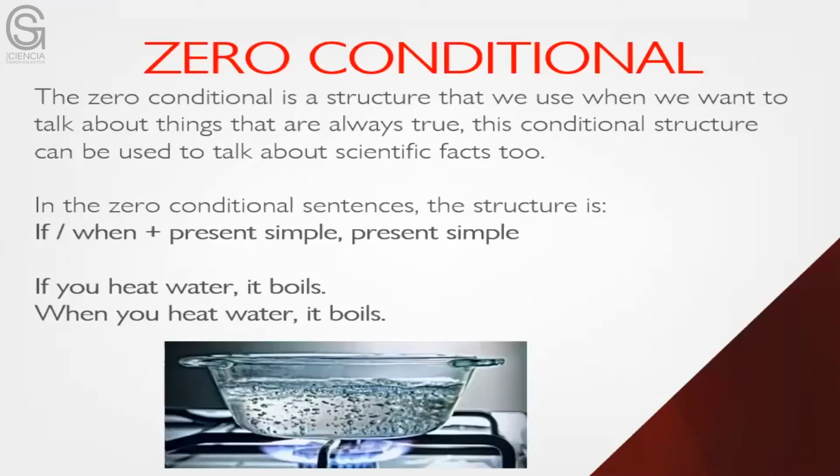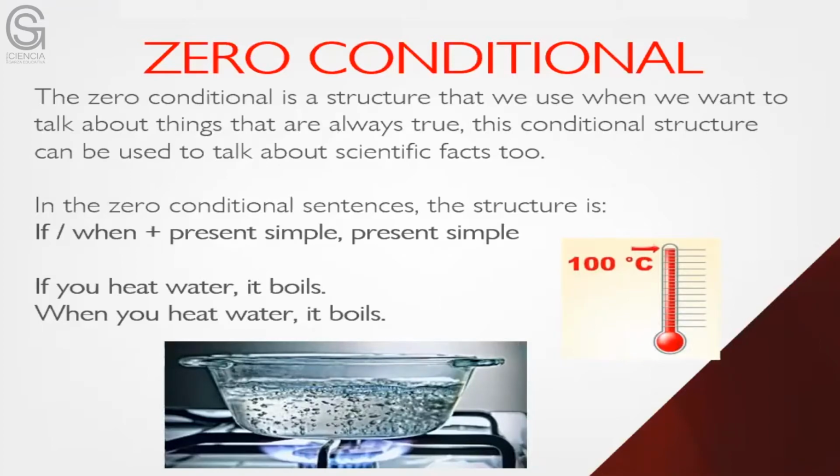Well, the zero conditional is a structure in English that is always useful when you want to say something that is always true. For example, this conditional structure can be used to talk about scientific facts. And when I say scientific facts, I mean, for example, in this sentence: if you heat water, it boils. Boils means that in this case, the water is reaching 100 degrees Celsius.